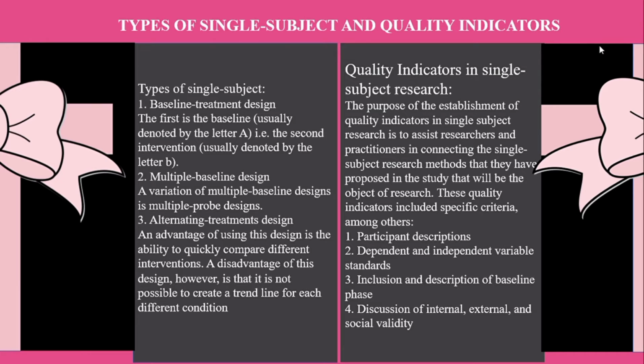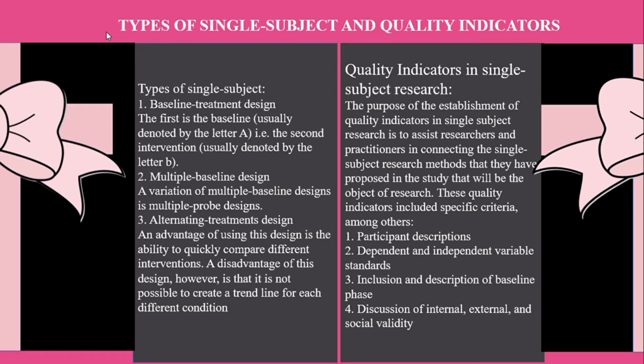An advantage of using this design is the ability to quickly compare different interventions. A disadvantage of this design, however, is that it is not possible to create a trend line for its different conditions. Quality indicators in single-subject research. The purpose of the establishment of quality indicator in single-subject research is to assist researchers and practitioners in connecting the single-subject research method that they have proposed in the study that will be the object of research.